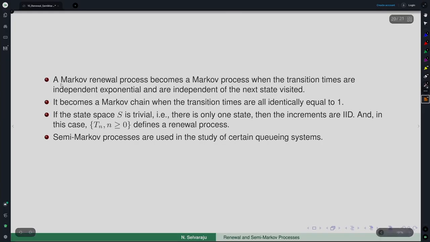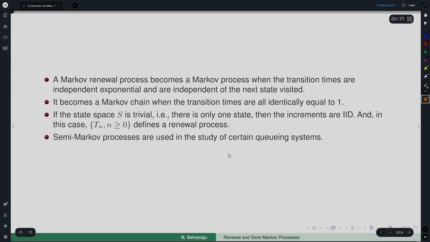So, what we have seen is a Markov renewal process becomes a Markov process when the transition times are independent exponential and are independent of the next state visited. It becomes simply a Markov chain, a DTMC, when the transition times are all identically equal to 1, that means each step that it moves. If the state space S is trivial, meaning that it has only one state, then the increments are all IID, and in this case Tn defines a renewal process. So, that is how this generalizes both Markov process and renewal process to Markov renewal process or semi-Markov process.